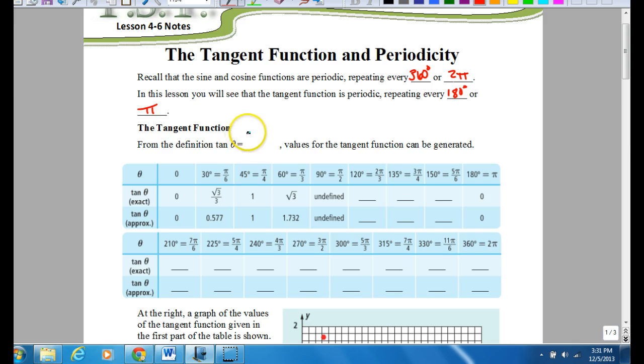Remember that tangent is the same thing as sine theta over cosine theta. And when we want to look at finding our values for tangent, we're actually taking those values, sine over cosine, to find these values here on the screen. So for instance, I'm going to look at the value of tangent 120. Tangent 120 is the same thing as saying sine 120 over cosine 120.